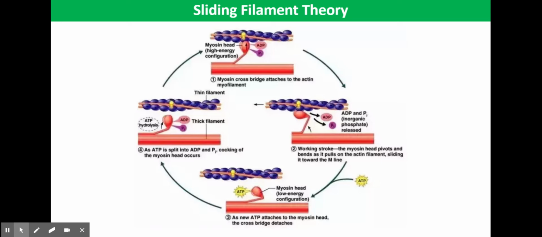After the power stroke, a new ATP molecule attaches to the myosin head, breaking the cross bridge. The myosin head then returns to its original position, so it swings forward again, as the ATP is hydrolyzed, releasing the energy to make this movement occur. The myosin head can now make a new cross bridge further along the actin filament.